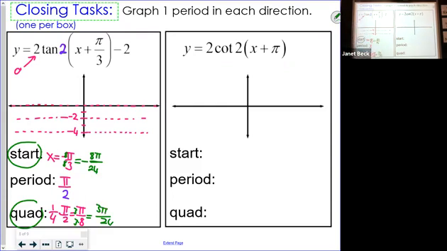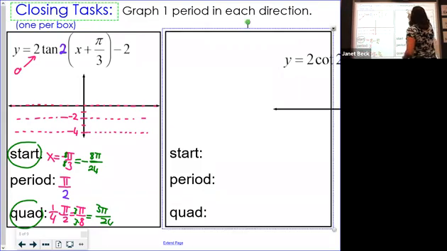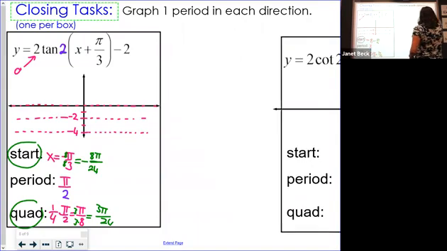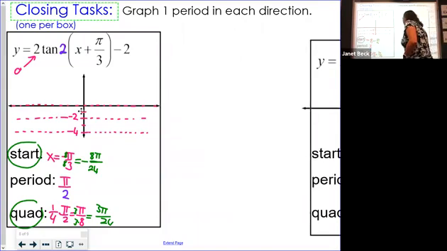So let's think about the pattern. I'm going to move all this stuff out of the way. I probably need that workspace. Come on, just move. Oh, okay. Let's use this workspace. Let's think about the pattern. Our pattern for a tangent goes middle, high, asymptote, low, middle. That's for a positive tangent.